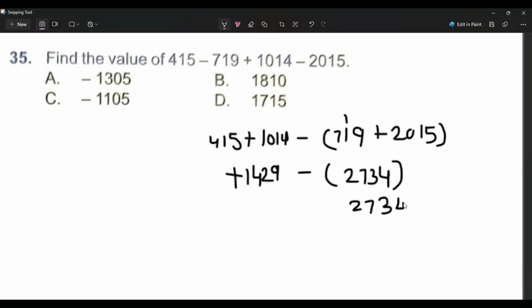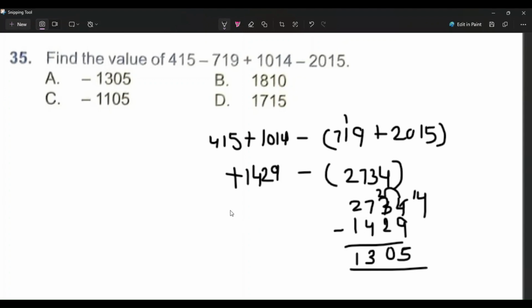2734 minus 1429. Take a borrow. 14 minus 9 is 5. It becomes 2. 2 minus 2 is 0. 7 minus 4 is 3. 2 minus 1 is 1. So we got 1305. So bigger number is having minus symbol. So we have to keep minus. So our answer is minus 1305. So option A is the right answer.